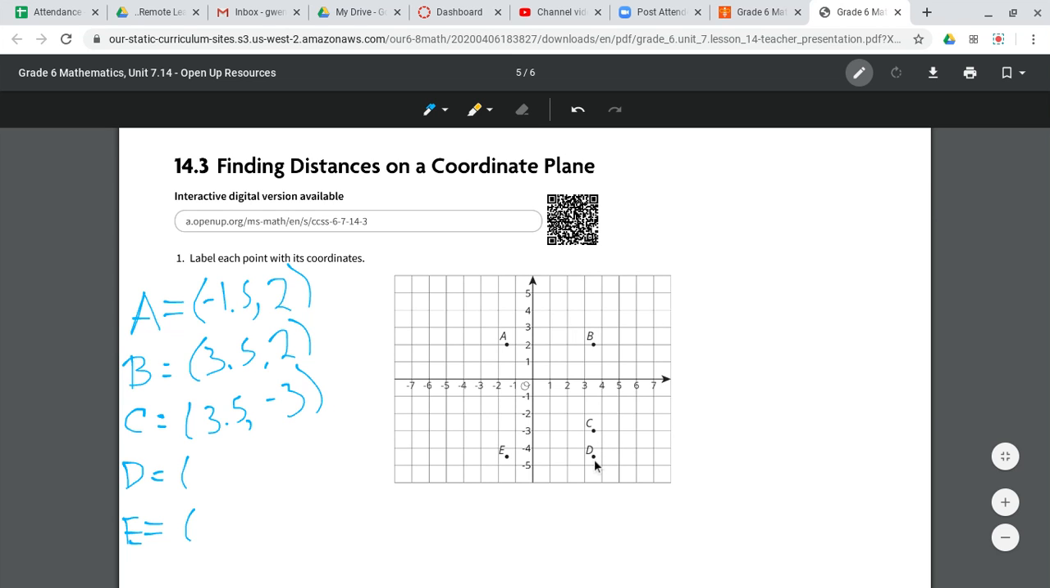So a -4.5 there. So it's right below C. So we know it's still going to be 3.5 for the X, and then a -4.5 for the Y. And last but not least, E.